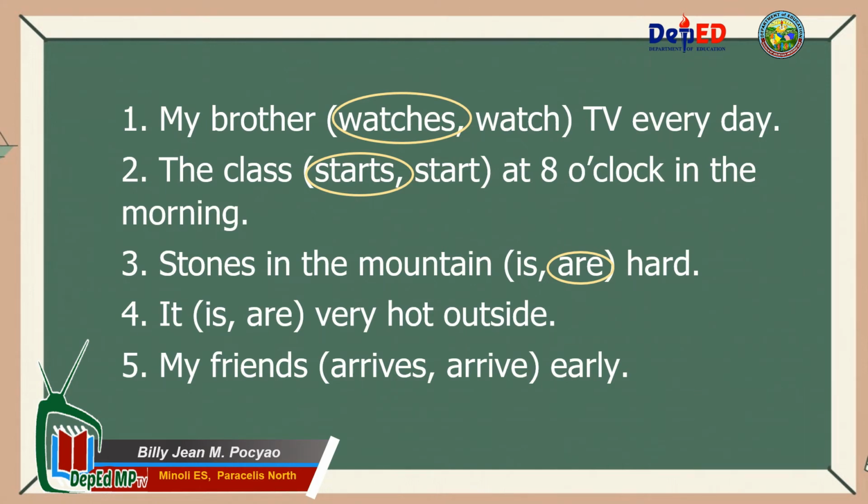The correct answer is is. Number 5. My friends arrive early. The correct answer is arrive.